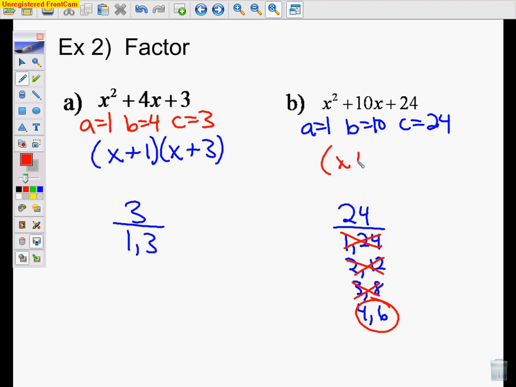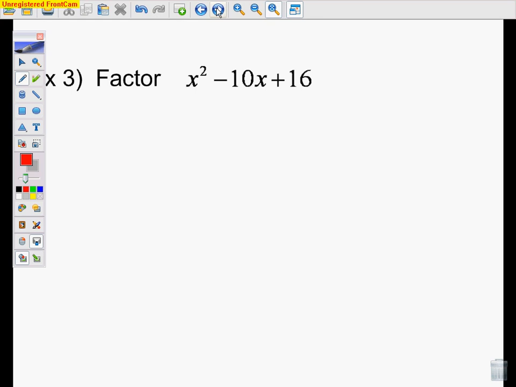So x plus 4 times x plus 6. Okay, and once again, order doesn't matter. You could have put the 4 in either one of those positions and the 6 in the other. All right, let's go on to other problems.